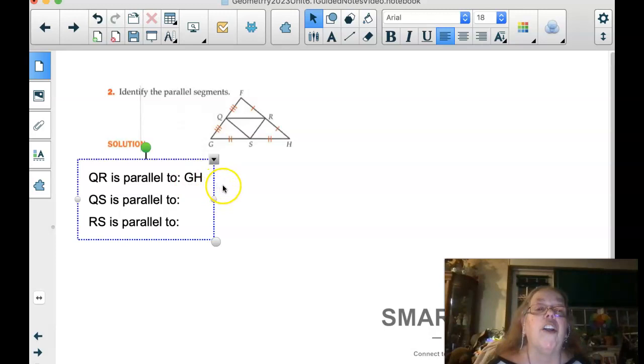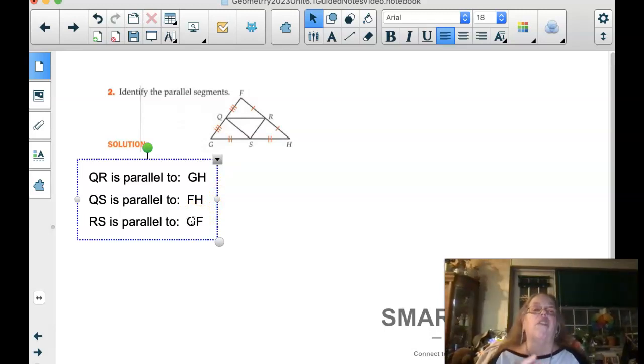Now look at QS. What is it parallel to? Never touches, never meets. Parallel to and half its size. That looks like FH to me. What does it look like to you? And now let's look at the next one. RS. What is RS parallel to? GF, right? Parallel to somebody's girlfriend.